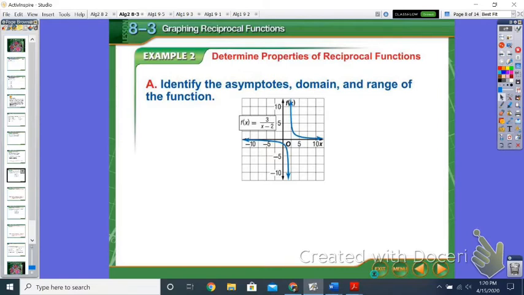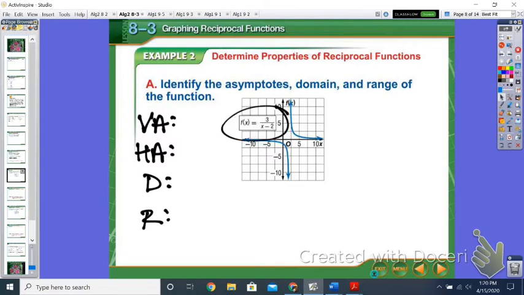The way to tell is, and I'm going to set this up. So we're going to do vertical asymptote, VA, horizontal asymptote, HA, and then we'll do domain and range. Okay, our vertical asymptote is wherever we have a value of x that would make our function undefined. So specifically what that means is I'm looking at the denominator, right?